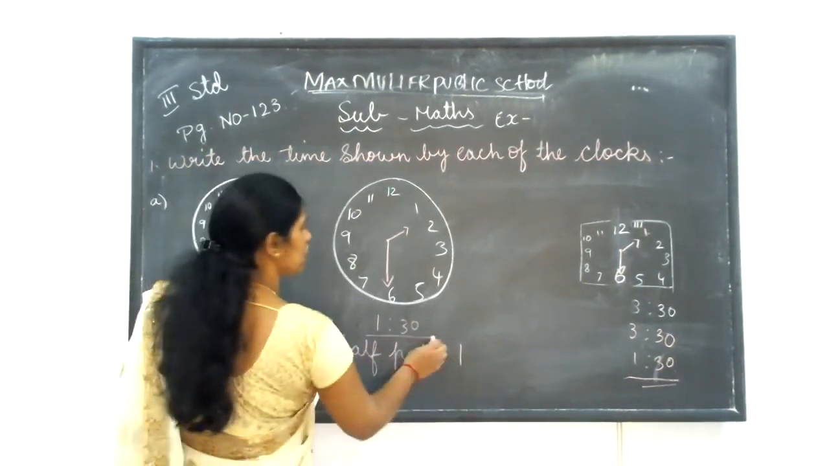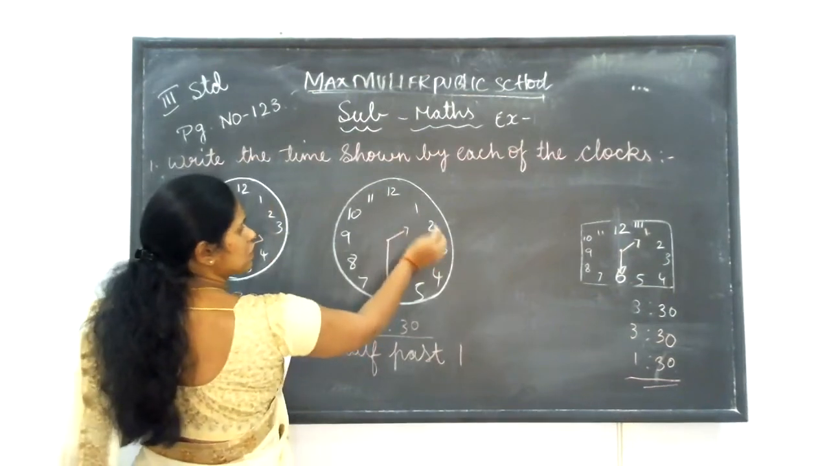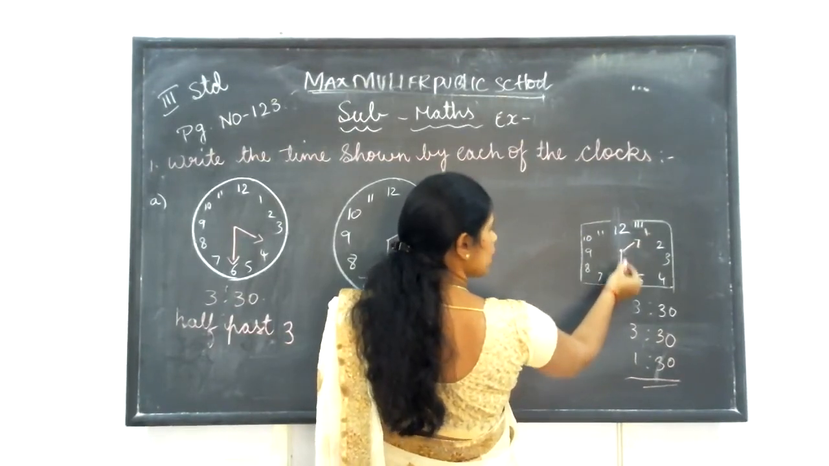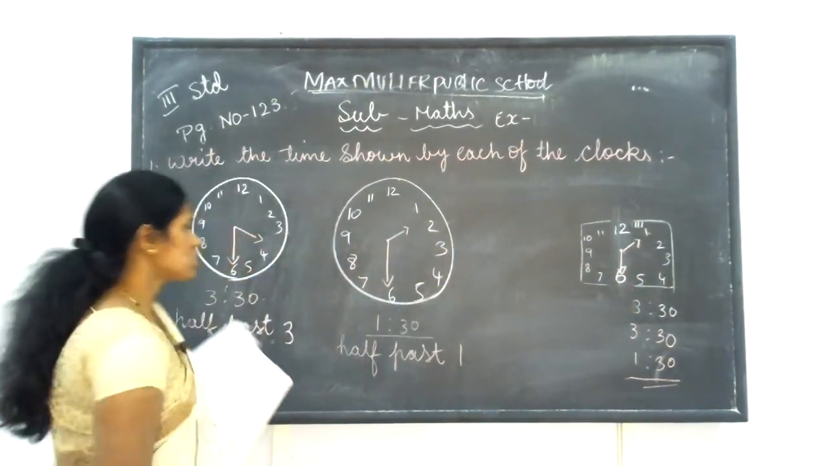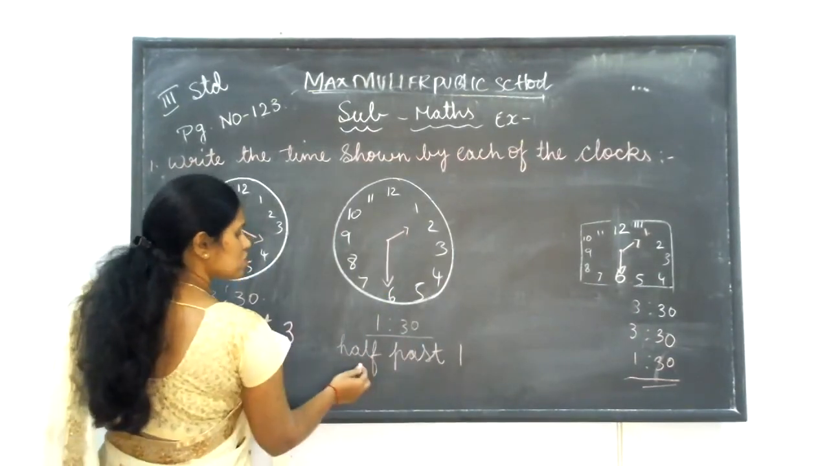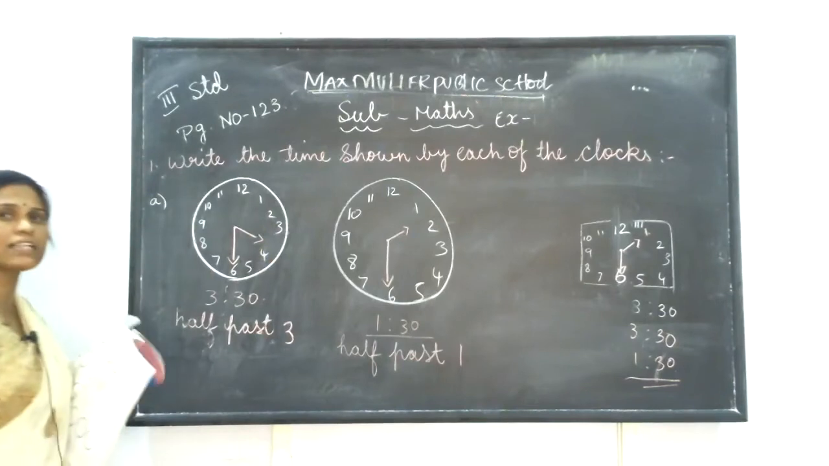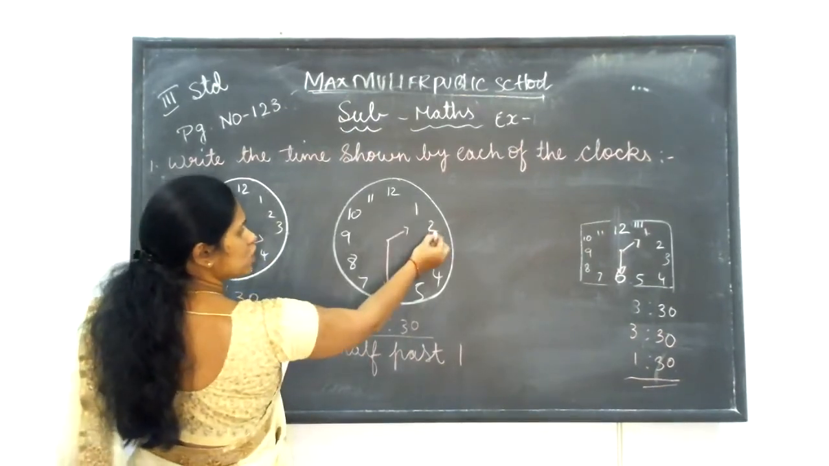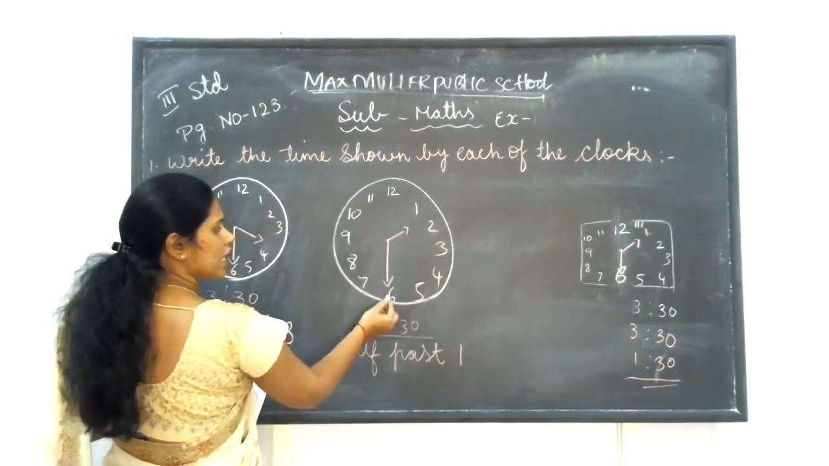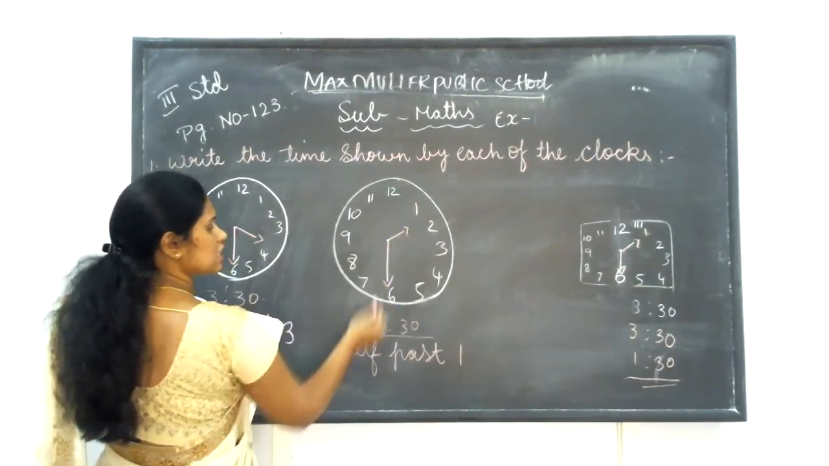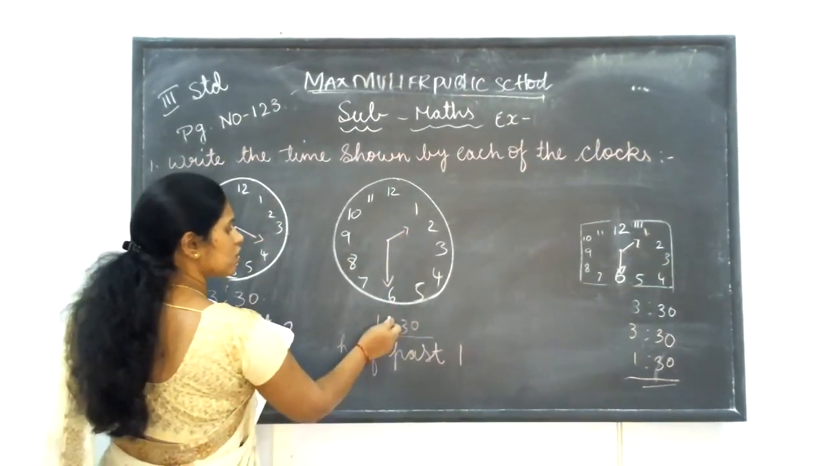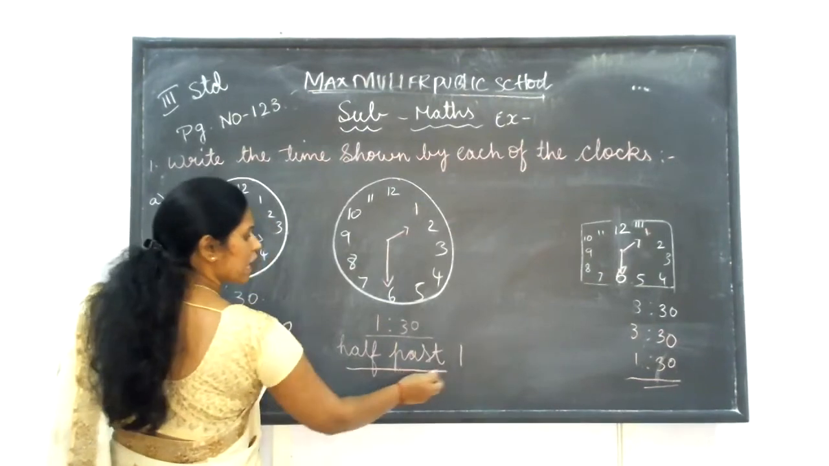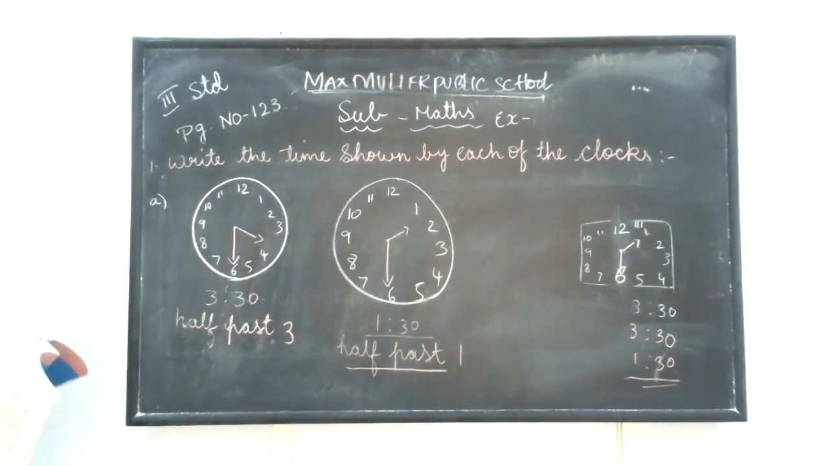1:30. So what is the time now? 1:30. Between 1 and 2 is where I have written the short hand. The long hand is indicating 6. So what is the time now? 1:30. So half past one. You understood this now? In numbers you will write 1:30 like this. And in words, half past one means 1:30. Understood all of you?